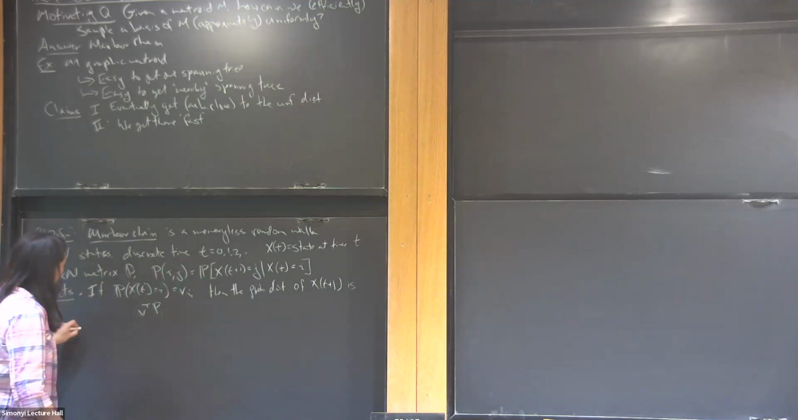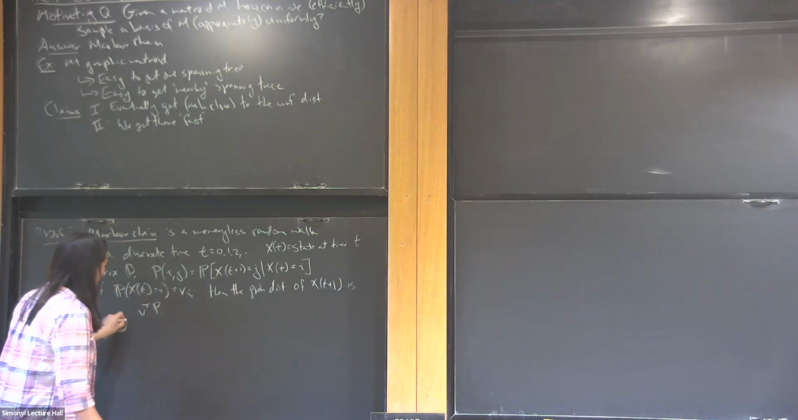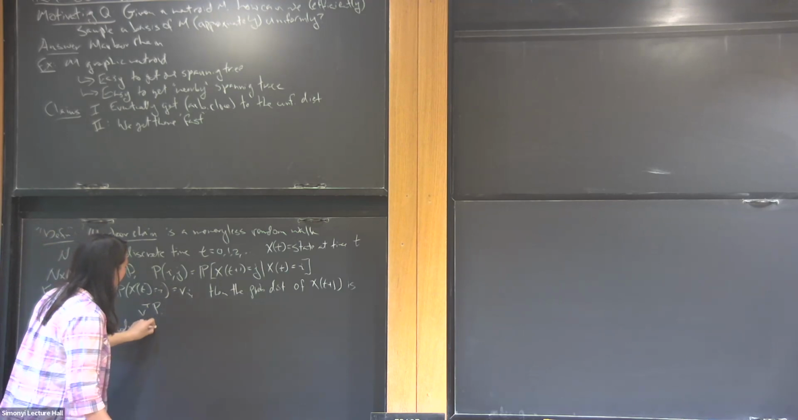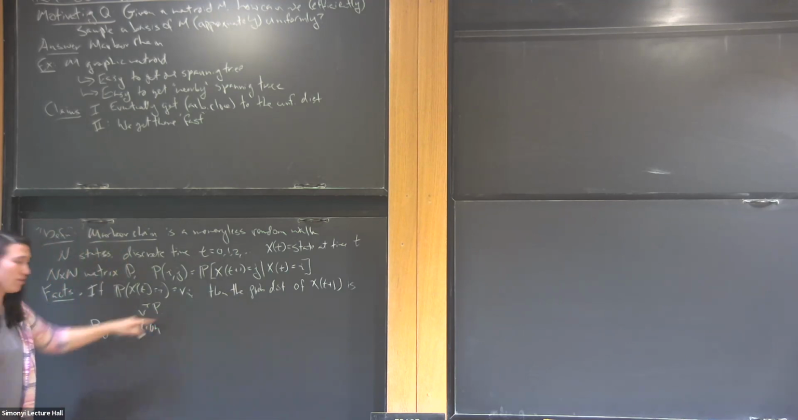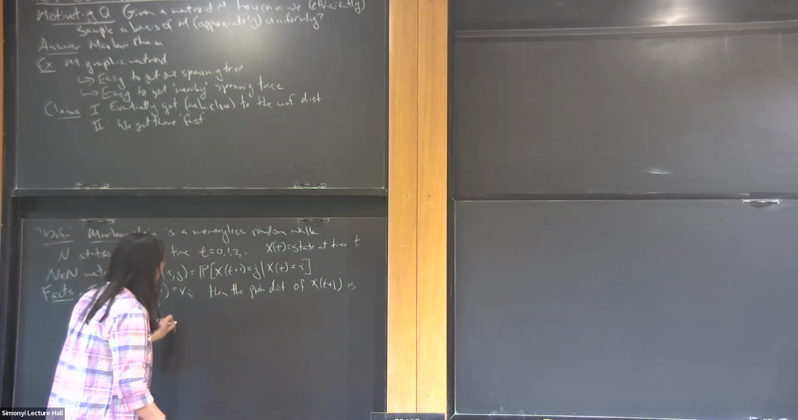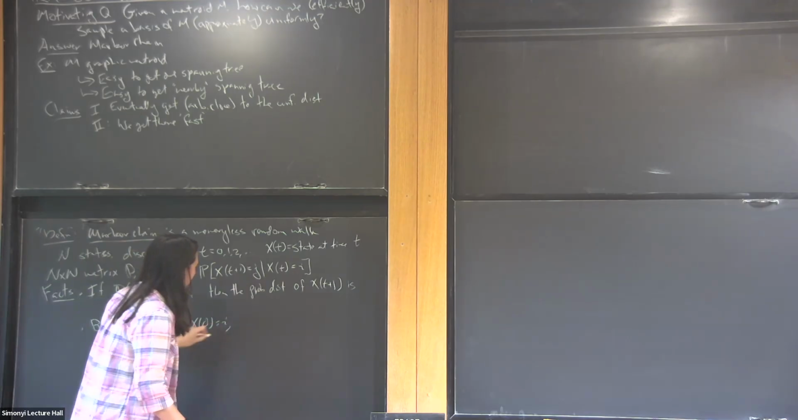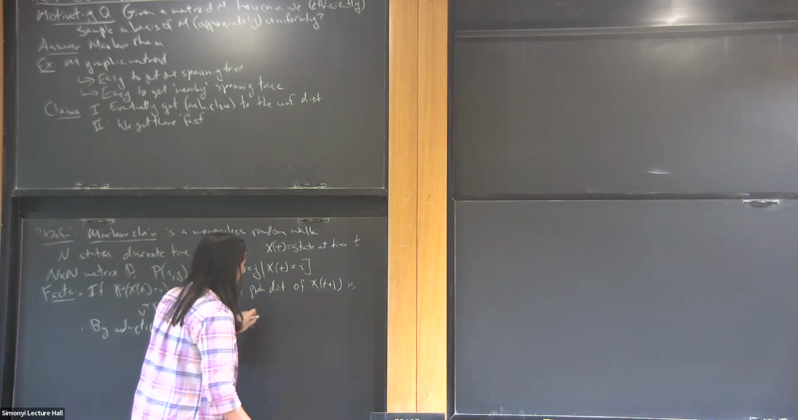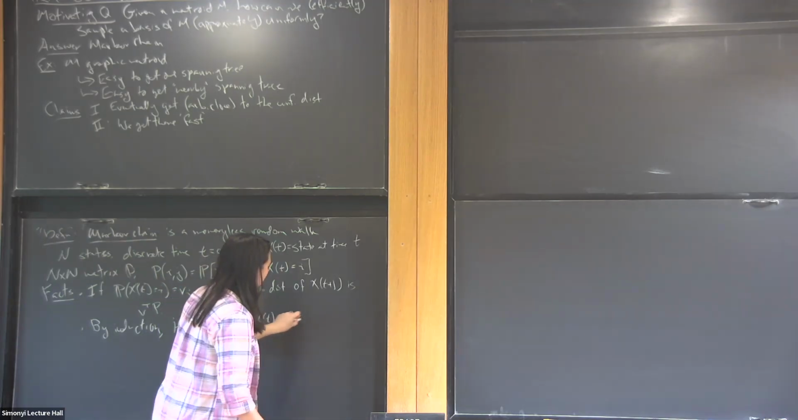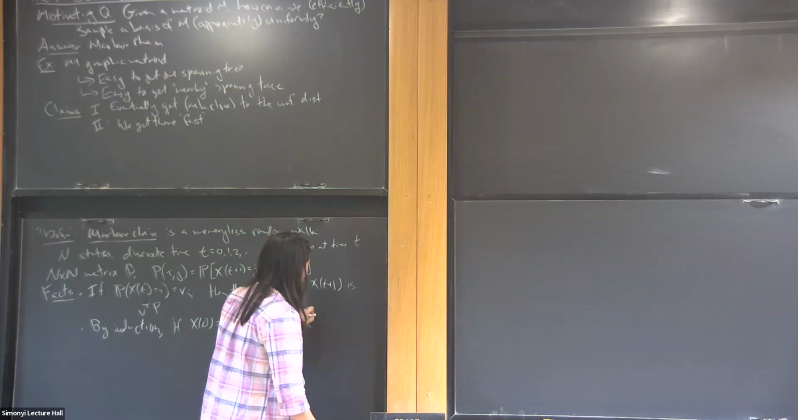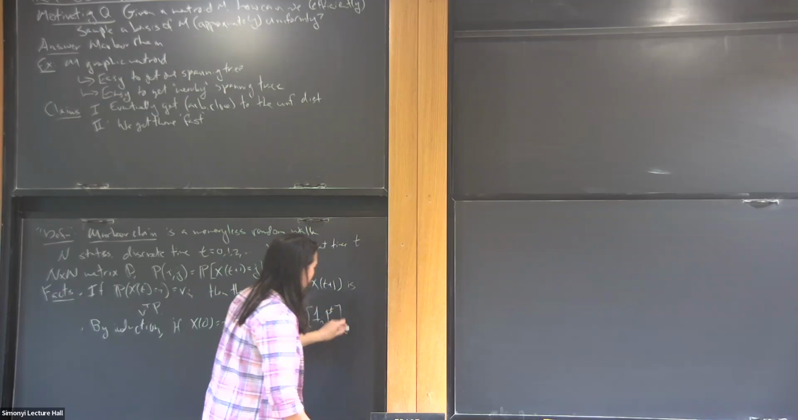So sort of by induction, if we want to take t steps, we just need to multiply by P t times. So if x of 0 equals i, the probability that x of t is j is just e_i times P to the t, take the j-th entry.